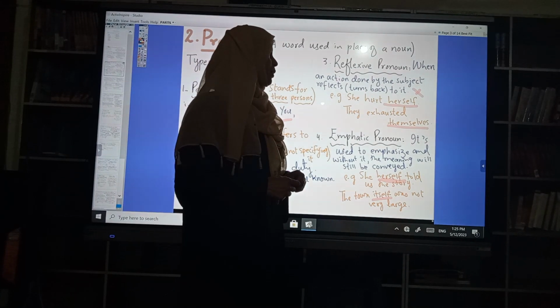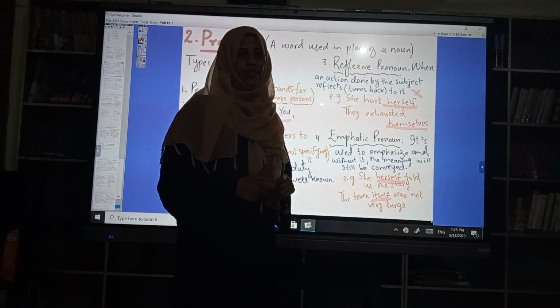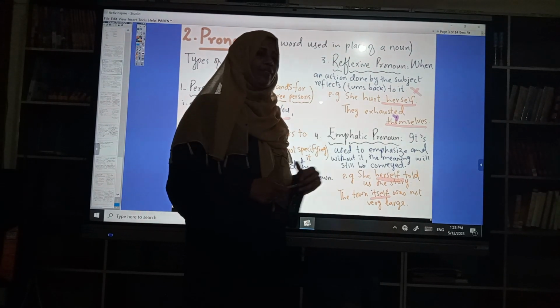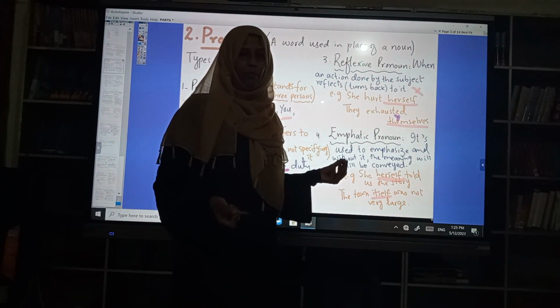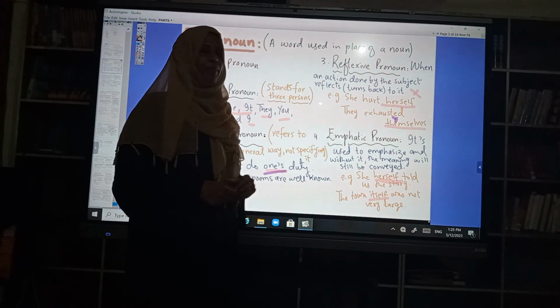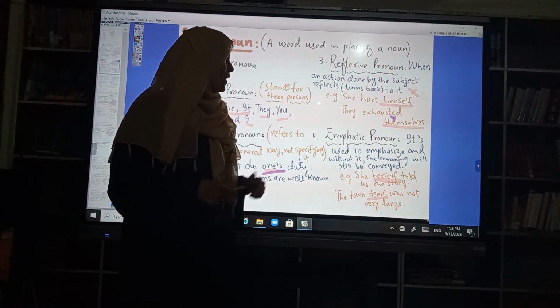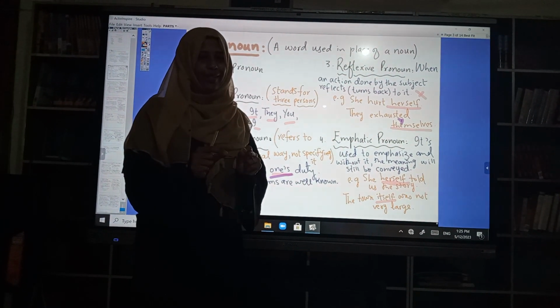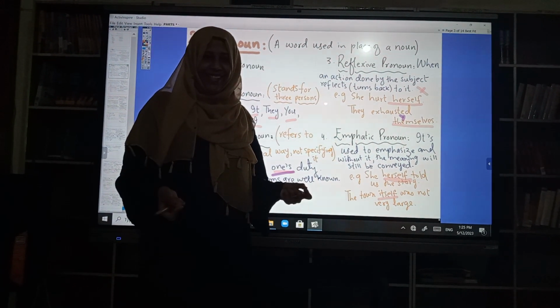Now comes the second example, they exhausted themselves. Here again, if you remove themselves, definitely the meaning will be incomplete. That's why it is reflexive pronoun. Now the fourth type is emphatic pronoun. Emphatic pronoun, as the name tells you, is used for emphasis, is used to stress an idea.